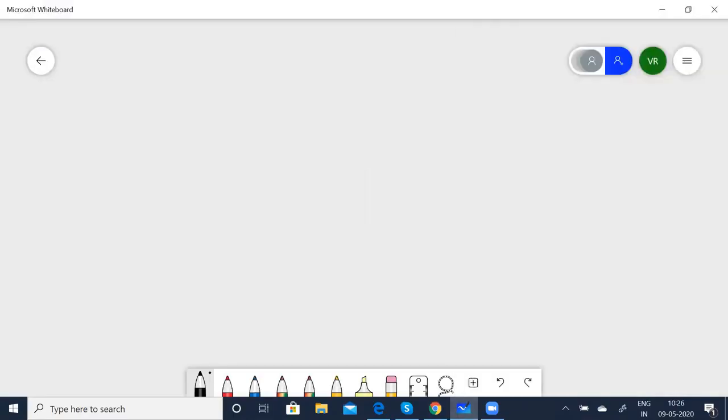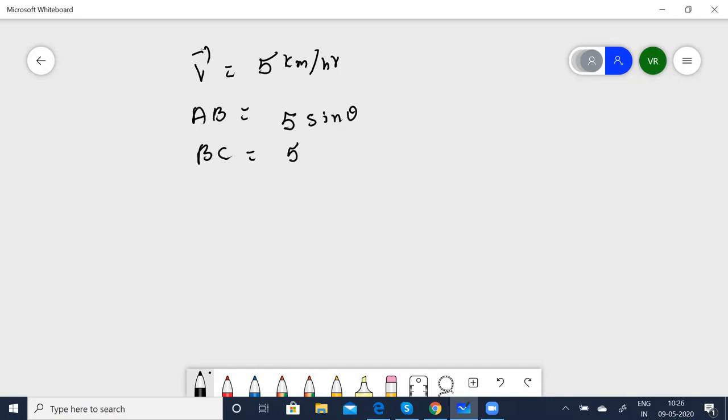Given the speed is 5 kilometers per hour, AB is going to be 5 sine theta. And BC is equal to 5 cos theta, because BC is along the x-axis. So we can take it as 5 cos theta plus 1, because it is going to travel at the rate of 1 kilometer per hour. So we have to take it as 1.